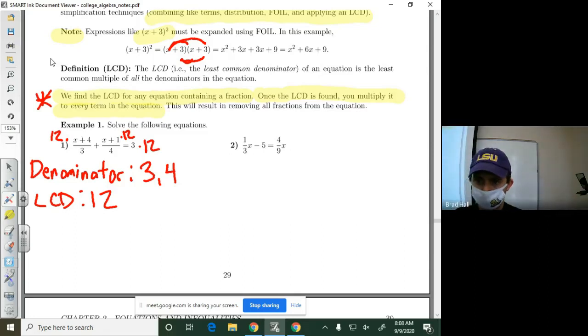So that first fraction, the x plus 4 over 3, gets multiplied by 12. The x plus 1 over 4, that gets multiplied by 12. The 3 at the end gets multiplied by 12. Everything gets multiplied by the least common denominator, whether it has a fraction or not, just everything. That's why I have every term italicized above. It's legitimately every term.